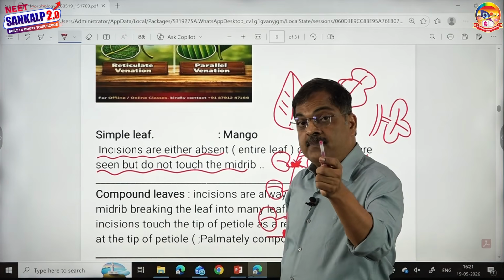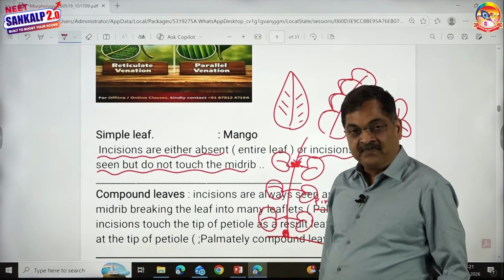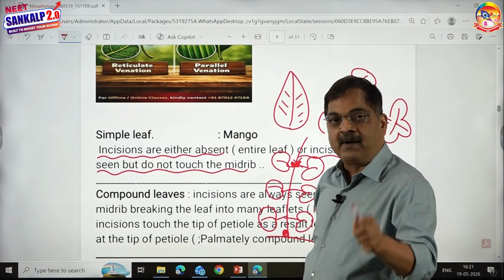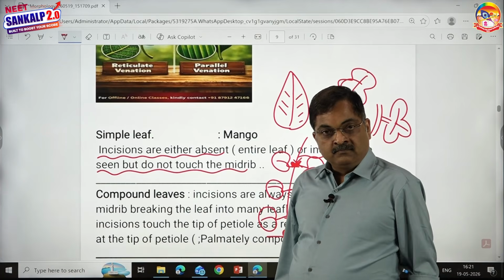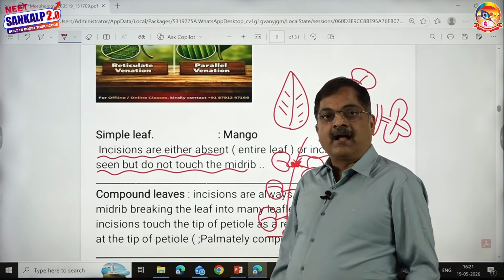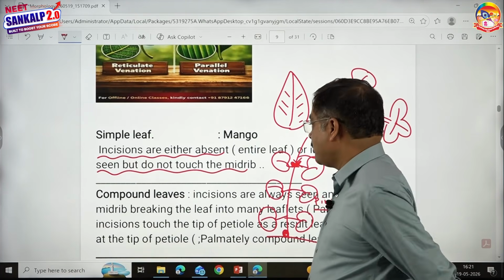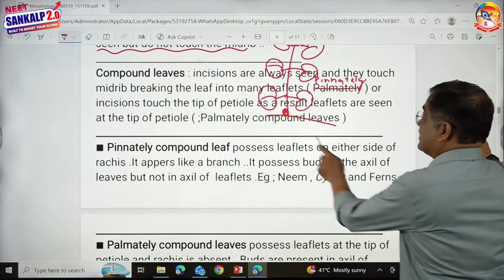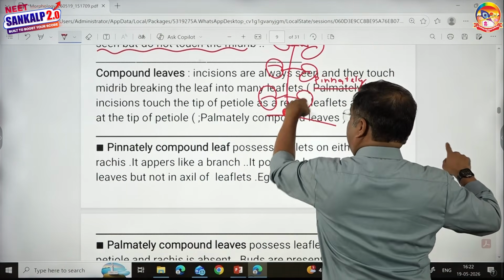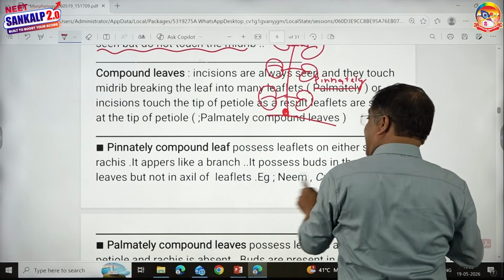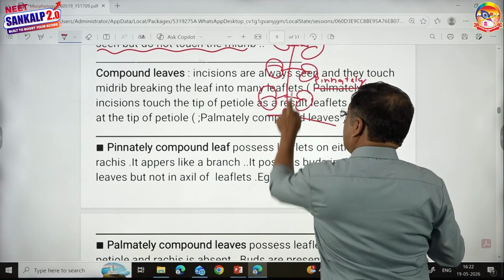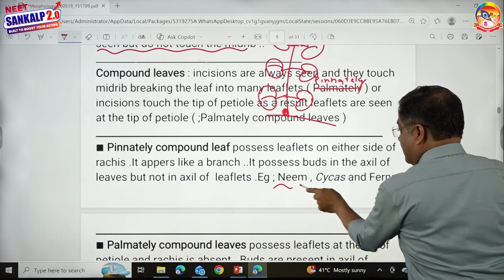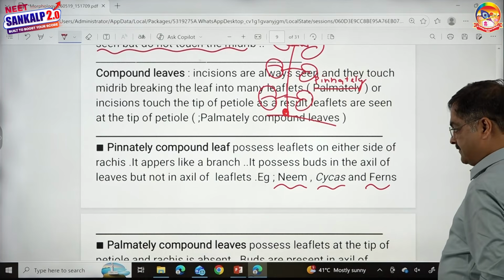A gymnosperm with pinnately compound leaf, cycas. A pteridophyte with pinnately compound leaf, ferns. Isn't it? Ferns are pinnately compound leaves. These are all very important points to remember. All right. Here only I have shown. Leaflets are there on either side of the rachis. It appears like a branch. It possesses buds in the axil of leaves, but not in the axil of leaflets. Examples are neem, cycas, and ferns.